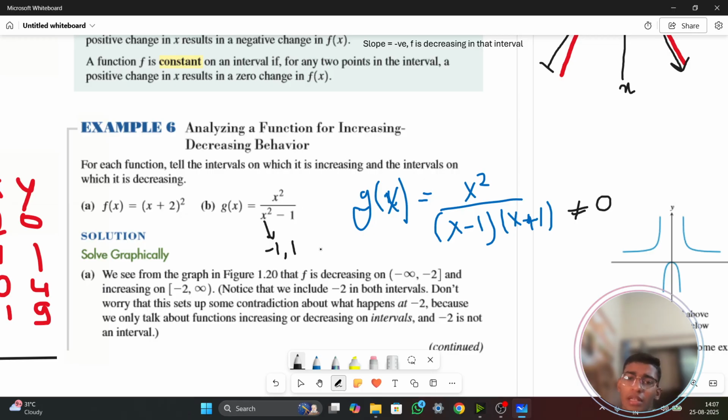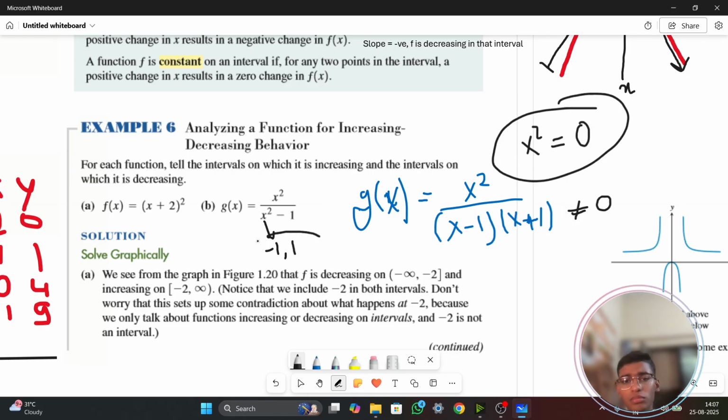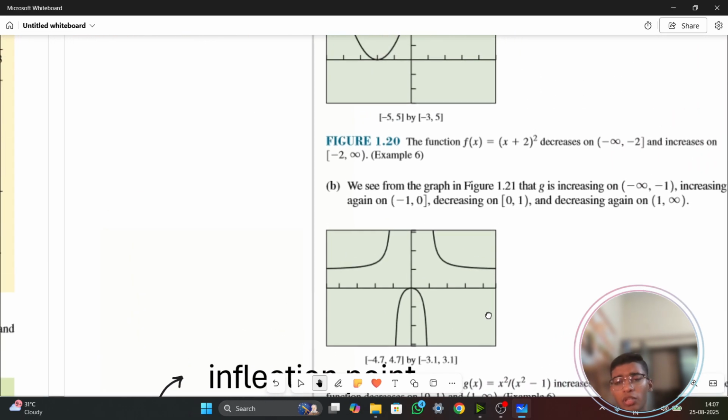So now I know there are 2 points, minus 1 and 1, where my graph will be changing position. What I said to you, put g x equal to 0. The moment I put it equal to 0, the denominator multiplied by 0 will be 0. I will be left with x square equals 0. So I got 3 points, 0, minus 1 and plus 1. Because from the denominator I know these 2 points cannot be there, I need to exclude them, so I need to take them into consideration.